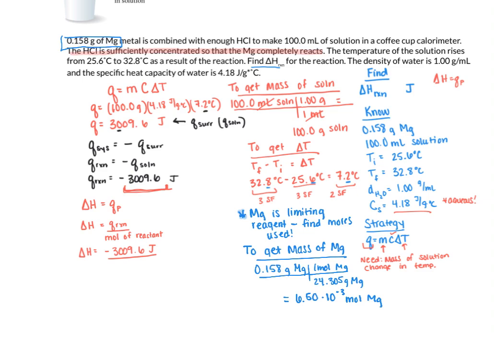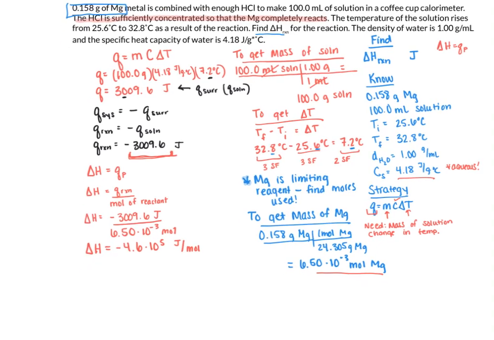So now that we have our moles of magnesium, we can input that back into our equation. So 6.50 times 10 to the negative third moles of magnesium. And now we get our delta H is negative 4.6 times 10 to the 5th joules per mole.